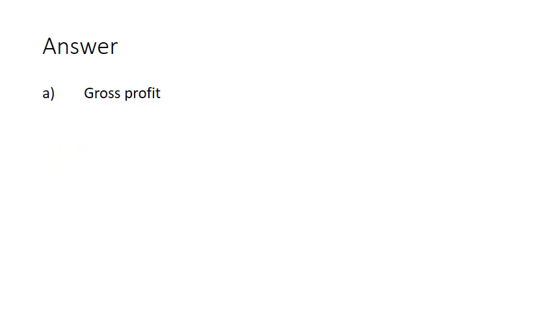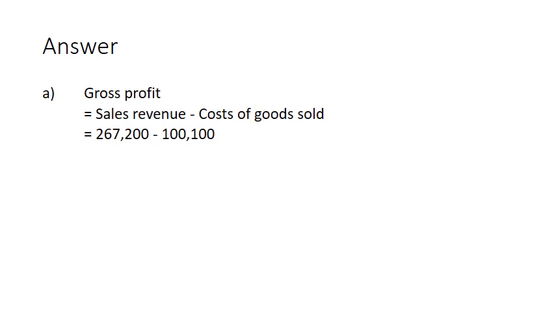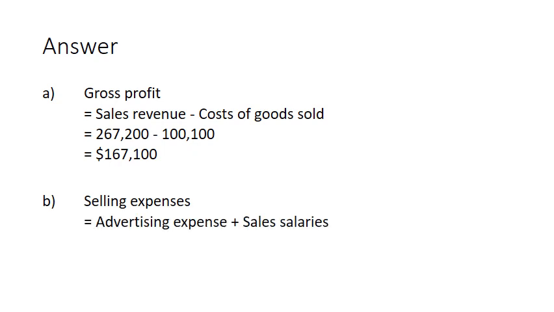Next, moving on, gross profit. How do we find gross profit? It's basically sales revenue minus cost of goods sold. So it's 267,200 minus 100,100, which gives you 167,100. This is the gross profit. Next, you have selling expense. Selling expense equals advertising expense plus sales salary. All these are related to selling expense, so they are grouped under it. So it's 4K plus 70K, which gives you 74K.